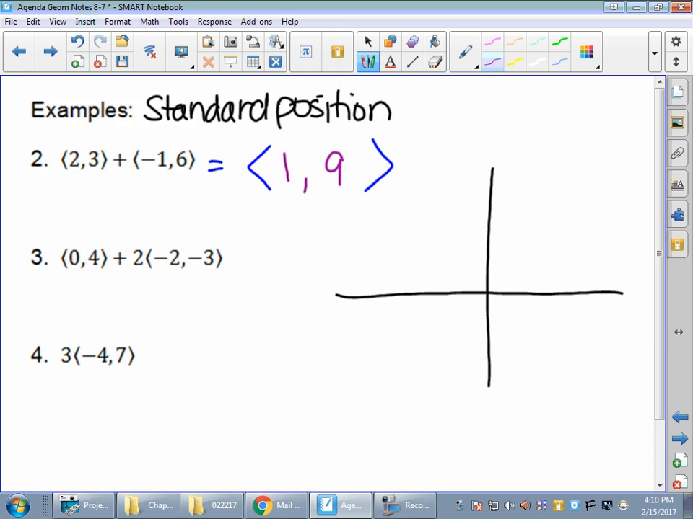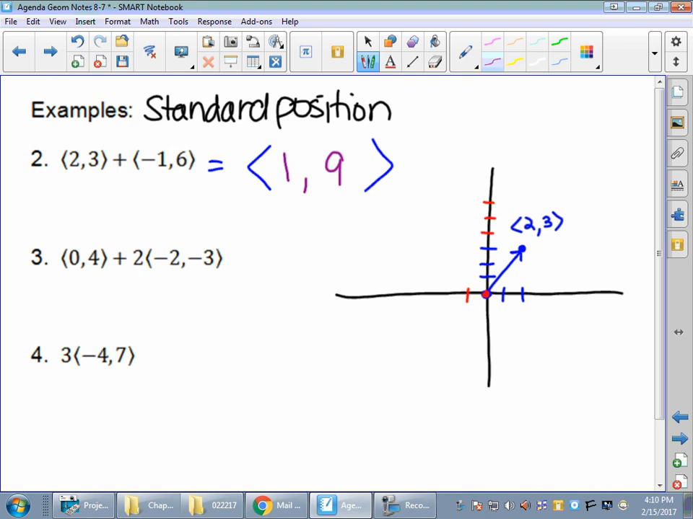Standard position, I can't walk and talk. So sketch them, and remember your origin is always your starting point, and then 2, 3. So that blue one is vector 2, 3. I'll even put that up there. 2, 3. I'm going to sketch vector negative 1, 6. So negative 1, 2, 3.